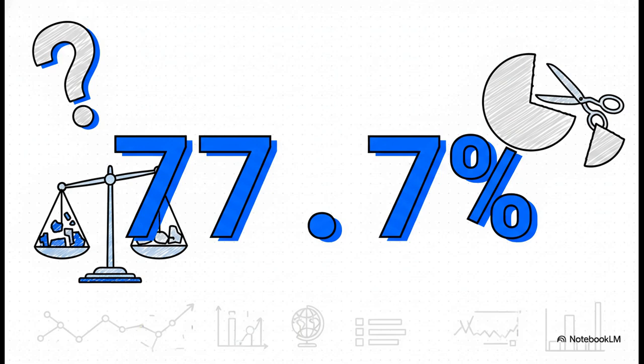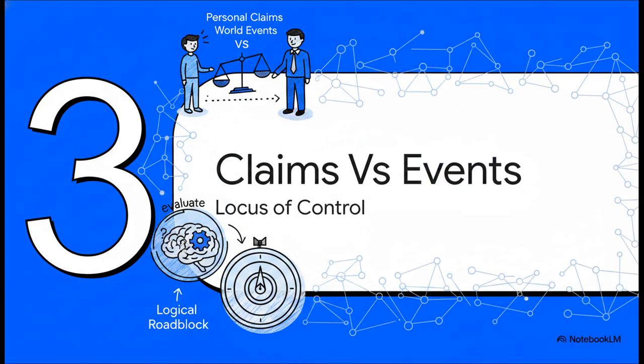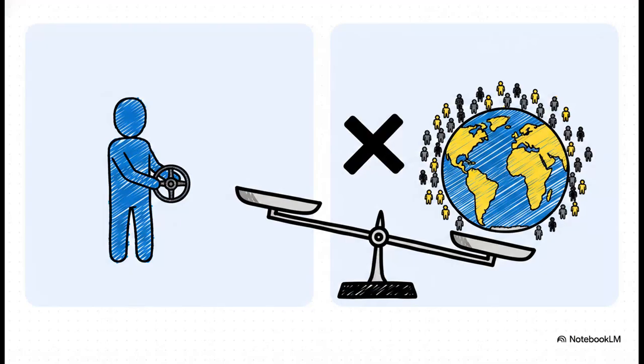But as an analytical researcher, you really have to ask yourself, is this mathematically and logically fair? To answer that, we need to move to our next section and look at personal claims versus world events, specifically focusing on the locus of control. This right here is our first major logical roadblock in this explainer. We absolutely need to evaluate the locus of control.